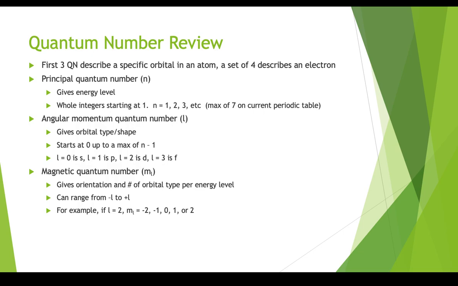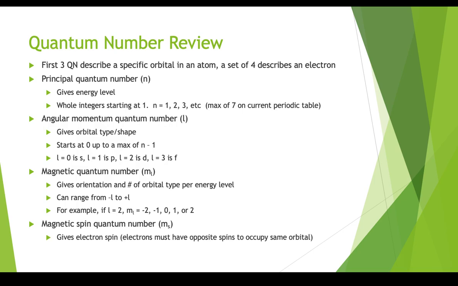Now, the last quantum number, m sub s, is the last bit that puts a lot of pieces together. Then I'll relate these back to the periodic table some, and we'll take a look at some example questions that can come up. But our magnetic spin quantum number, m sub s, just gives us the spin of the particular electron that we're talking about, right? Because in order for 2 electrons to occupy the same orbital, they do have to have opposite spins.